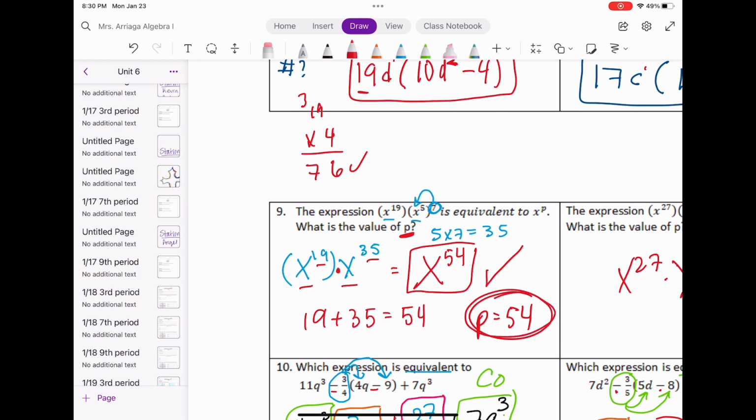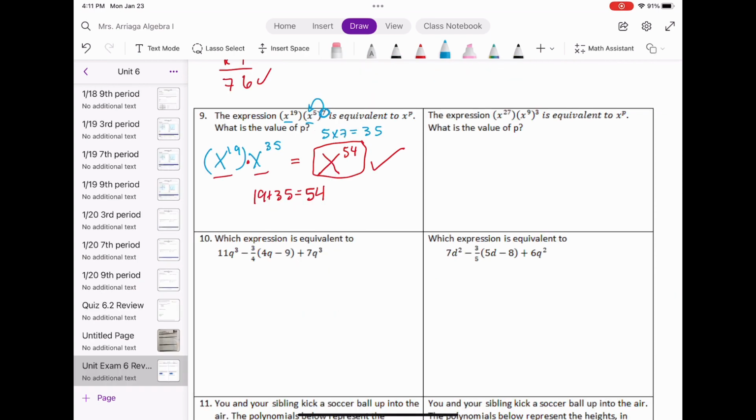Try doing the next one. And remember, they're asking for p. So when you get the answer, just write p equals whatever exponent you get at the end.